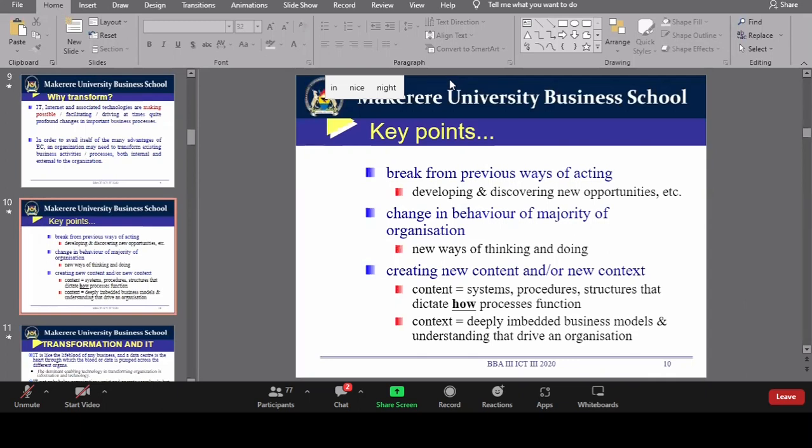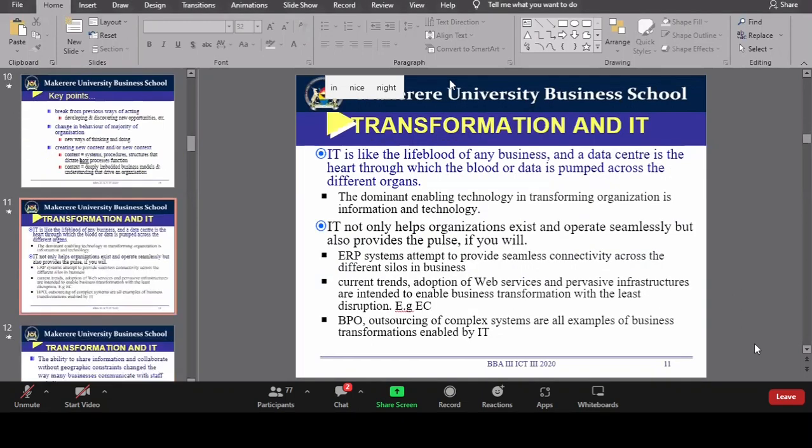And going forward, transformation and IT. We know that IT is the lifeblood of any business. That one we can all know. And the data center is the heart through which the blood, all data, is pumped across the different organs. So much as we have the IT, that is the information technology, we also have to think about the aspect of data management.